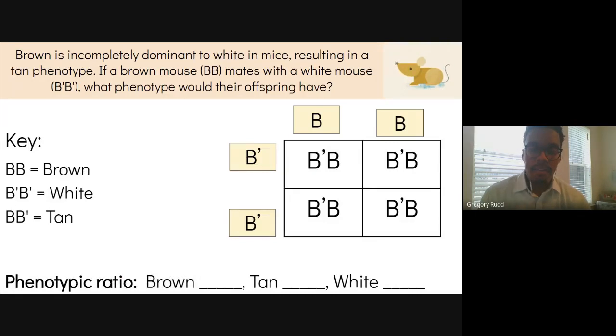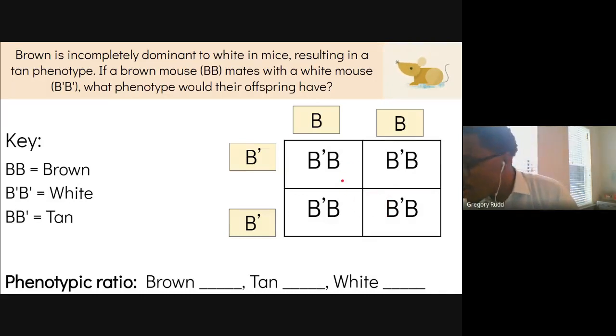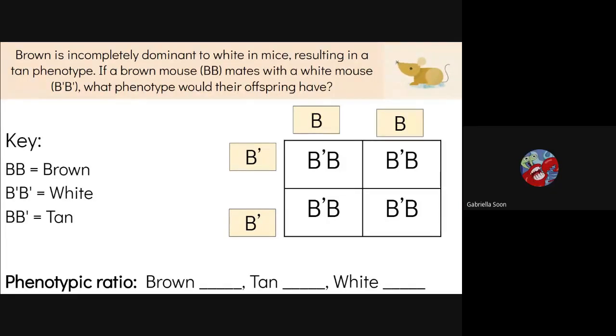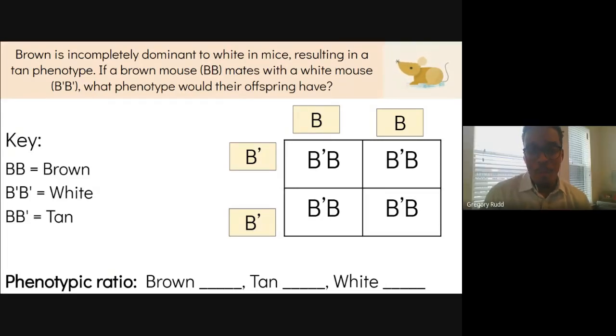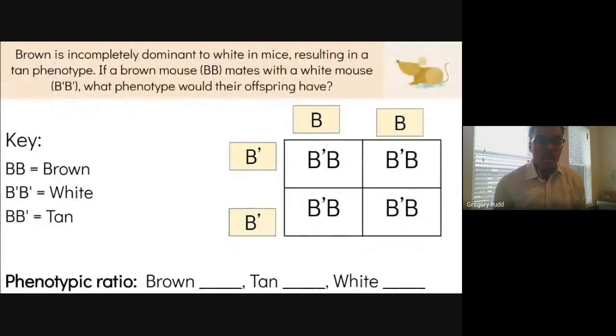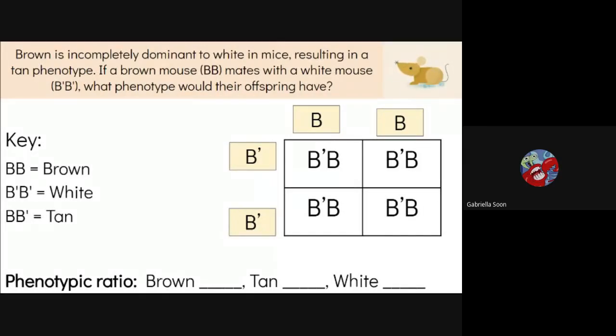How many brown mice should I have? Or how many brown offspring do I have? What do you want? So that was too much. I don't know what to say. Alicia, go ahead. Is it zero? Yes, that's correct. Ayana, did you have a question though? Yeah, can you repeat the question? Gabby, did you have something? I saw you were unmuted too. I was just asking what you meant by how many, but okay.